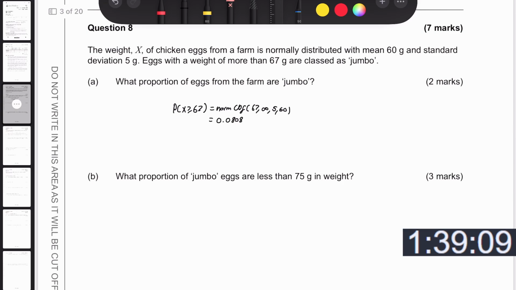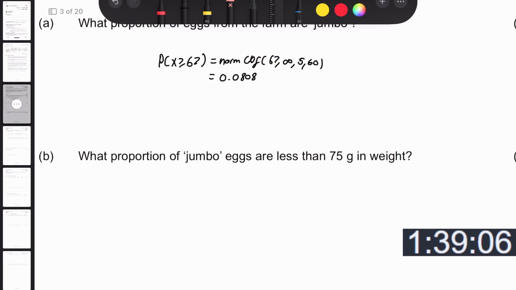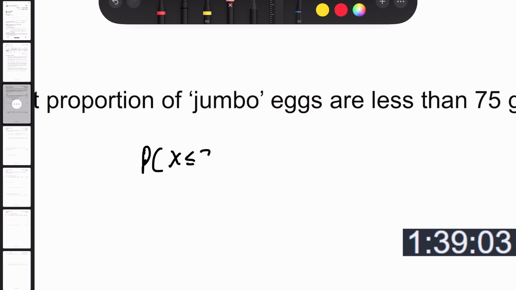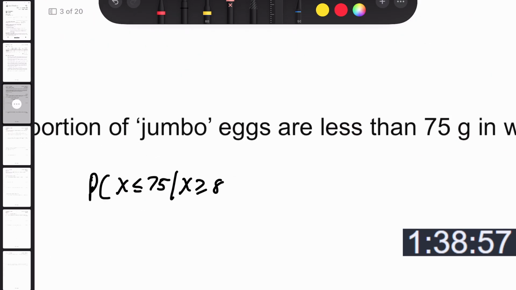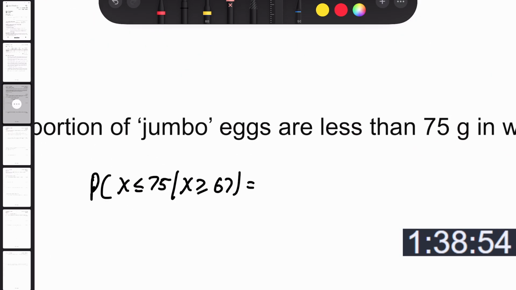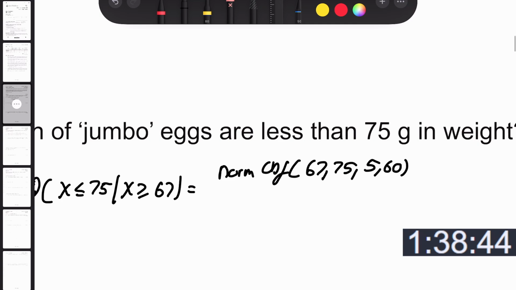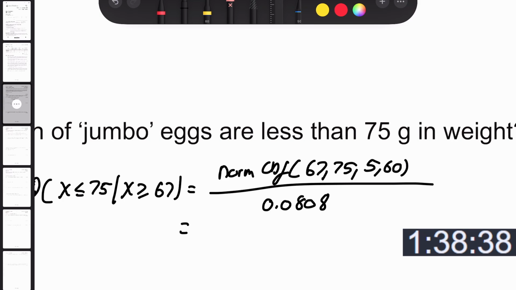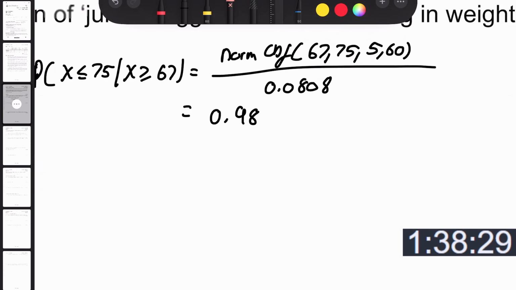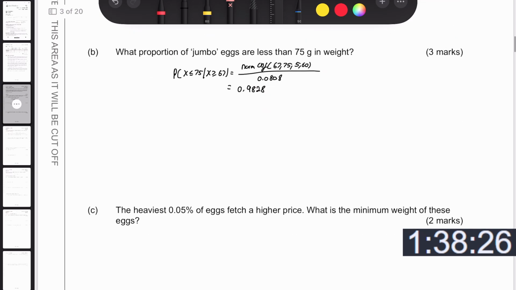What proportion of jumbo eggs are less than 75 grams in weight? So I want the probability of x is less than or equal to 75, given x is greater than or equal to 67. And then this is going to be equal to norm CDF 67 to 75, 5, 60 all over 0.0808. So let's see, 67 to 75, 5, 60, 0.0808, 0.9828.